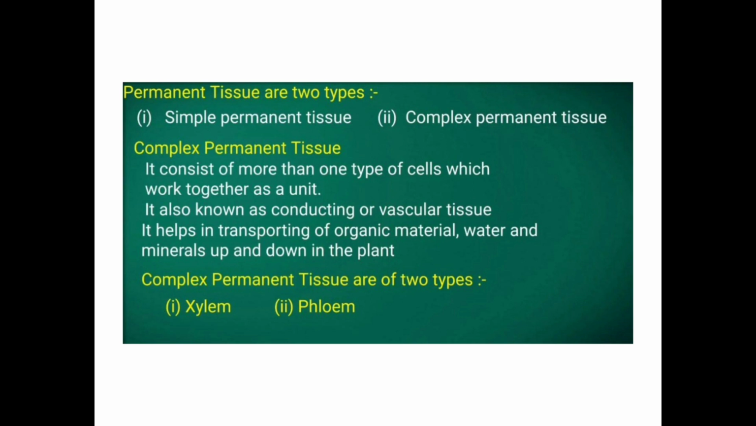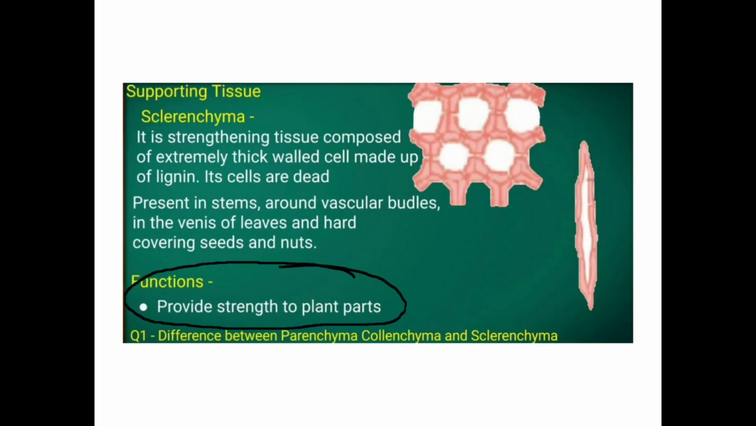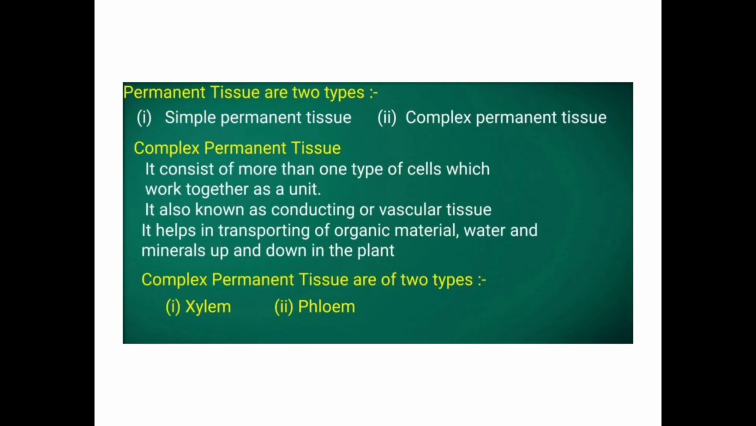Now we are going to study about the complex permanent tissue. That means we already studied that permanent tissue is simple and complex. Simple means only one type of cells, one type of tissues. Now we are going to study about the complex permanent tissue. It consists of more than one type of cells which work together as a unit.